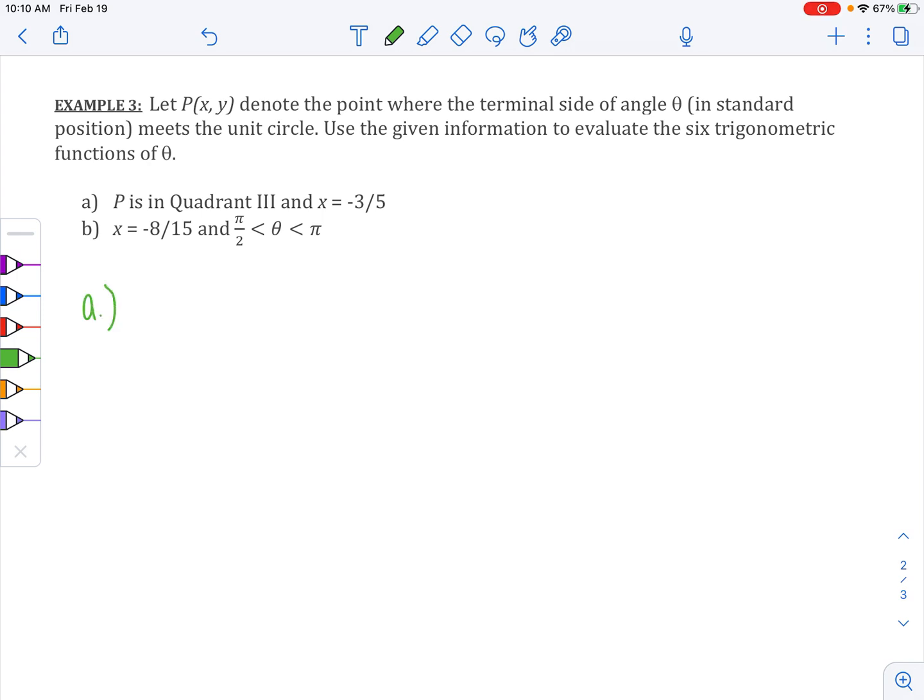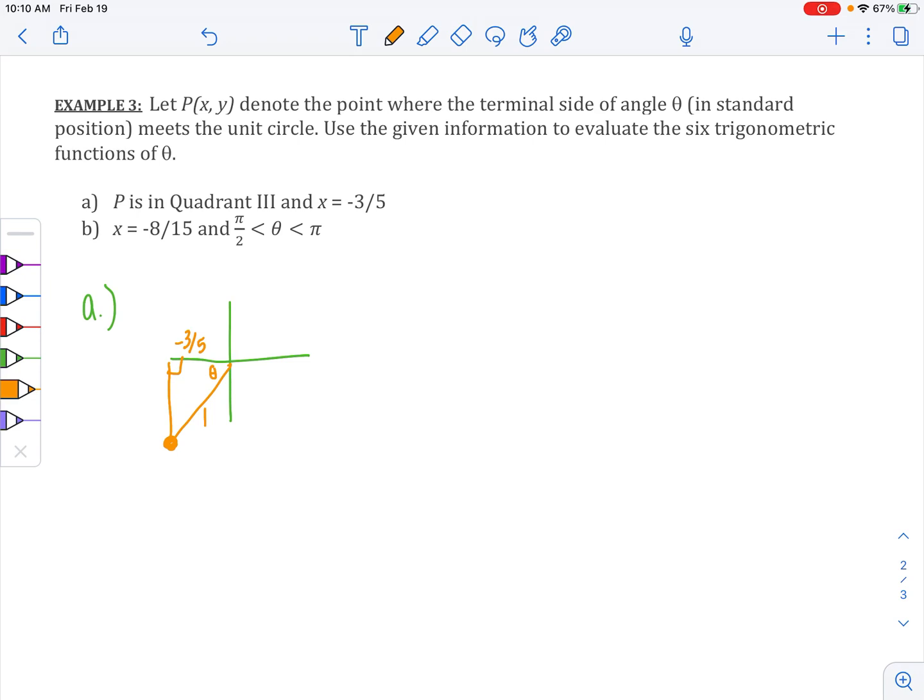Okay, part A. P is in quadrant 3. So we're here, somewhere here, no idea where. X is negative 3/5. Okay, so when I draw this, I don't really need that. All I need is that it's in the third quadrant. X is negative 3/5. Here's my angle, and because it's on the unit circle, that hypotenuse is 1. That might be easier to look at. Not saying it's wrong to draw the angle, but this is kind of streamlining the process.